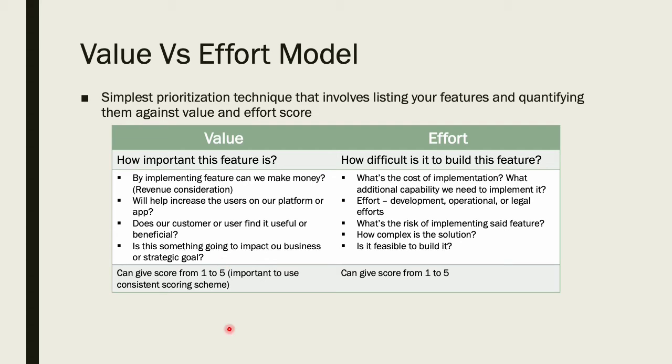When you consider the value part, you need to understand what the value of this particular feature is and how important this feature is. That's the value that you have to give a number to, and maintain the scale. Say 1 to 5, I could give a score of 2, 3, 4, 5 depending on the value to me of that particular feature.